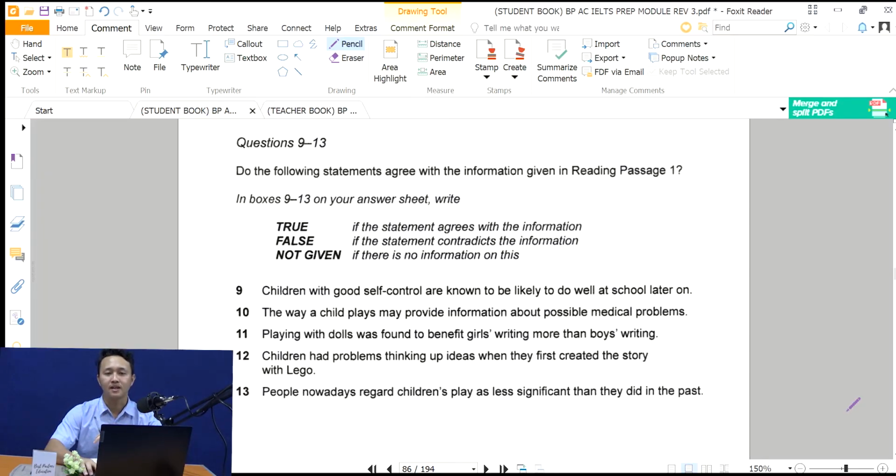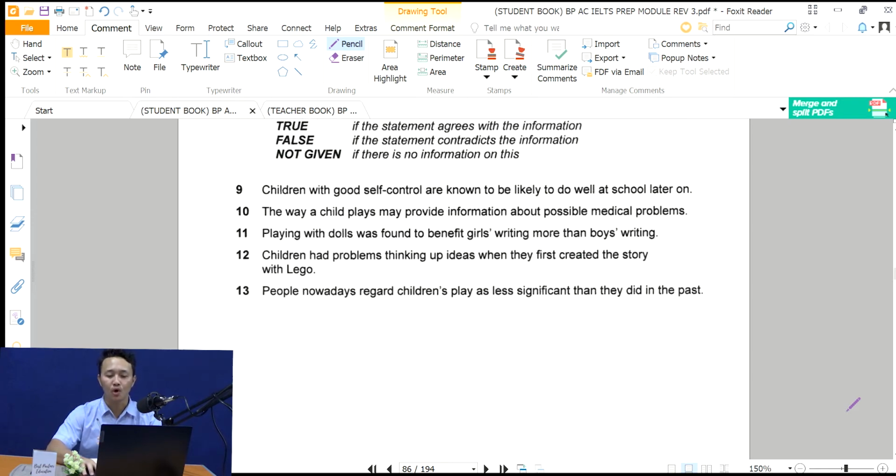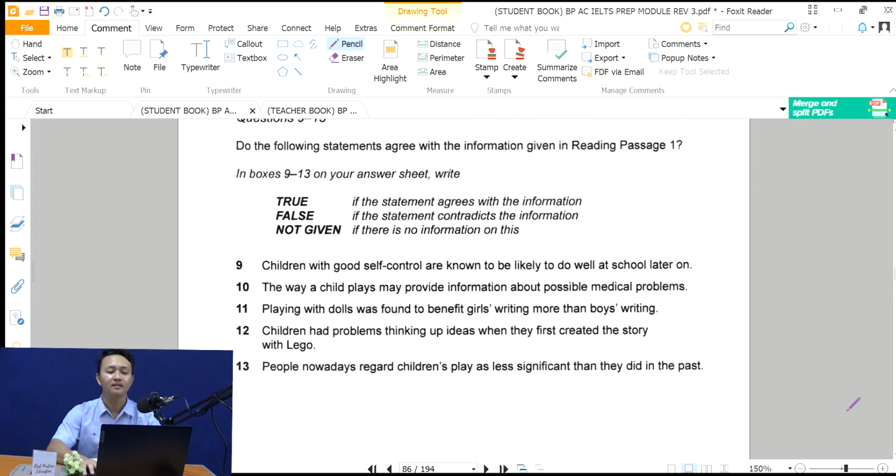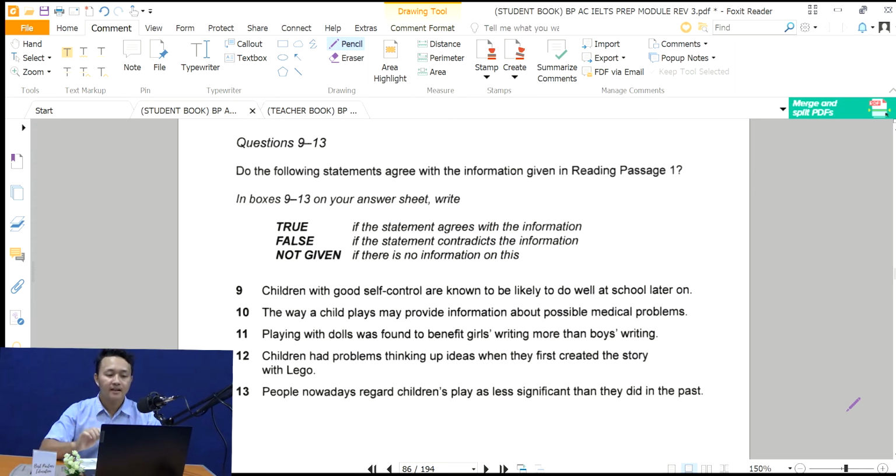For those of you who have the module, you can open your book to page 86. This is the first test, but we will be discussing questions number 9 until number 13. This is what we call true, false, not given. Always remember to read the instruction. It says here, do the following statements agree with the information given in the reading passage 1?